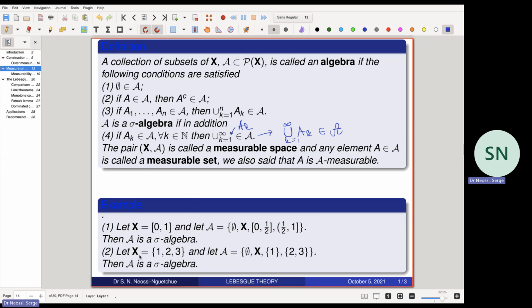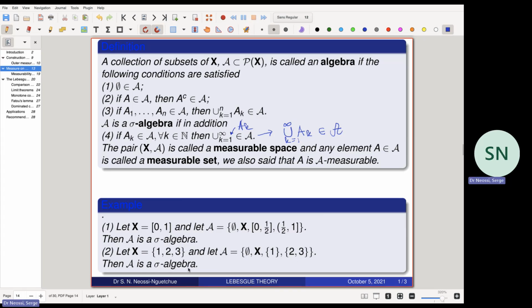The second example: we take our capital X to be the set made of three elements, 1, 2, 3, and we construct a collection of subsets of capital X made of these four elements: the empty set, capital X itself, the singleton {1}, and the pair {2, 3}.